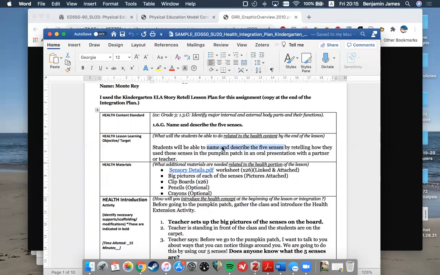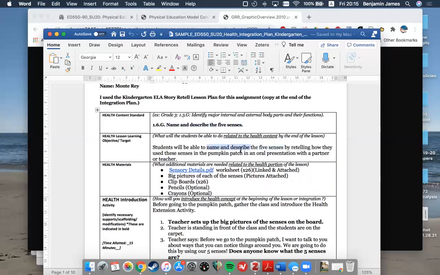We'll be able to name and describe the 5 senses by retelling how they use these senses in the pumpkin patch in an oral presentation with a partner or teacher. This is probably the best learning objective that I've seen of all the plans. Not only is it really clearly aligned with the standard, but it's very measurable.